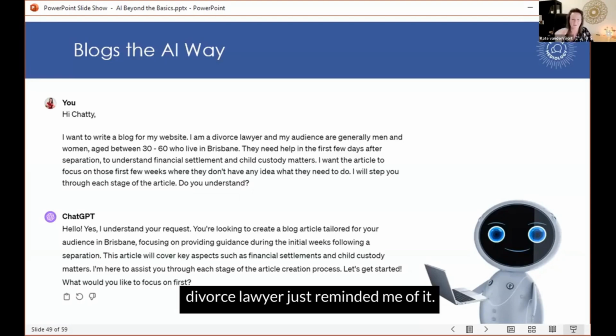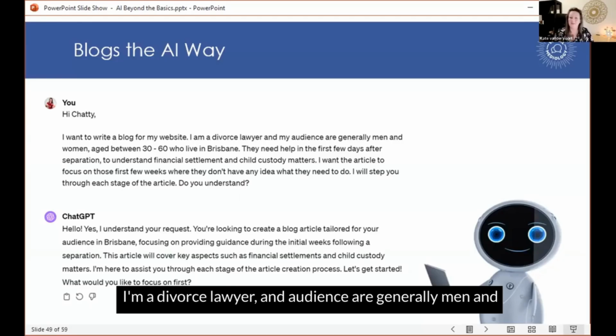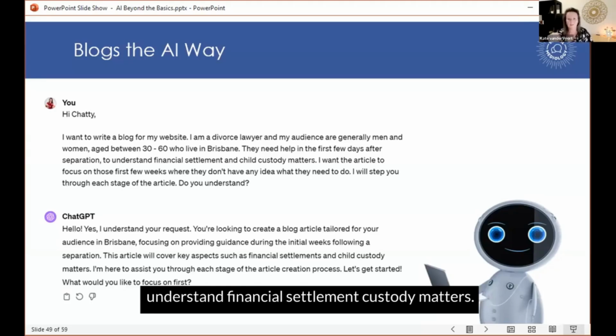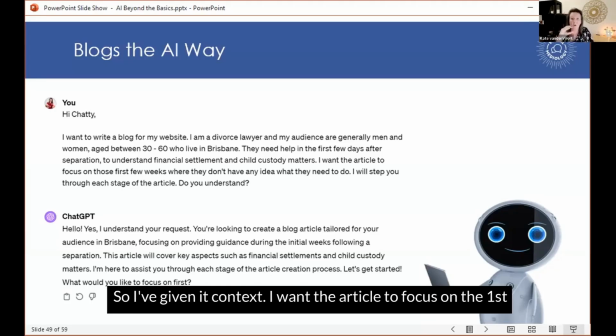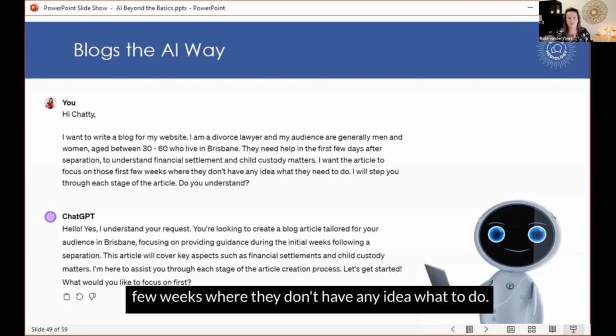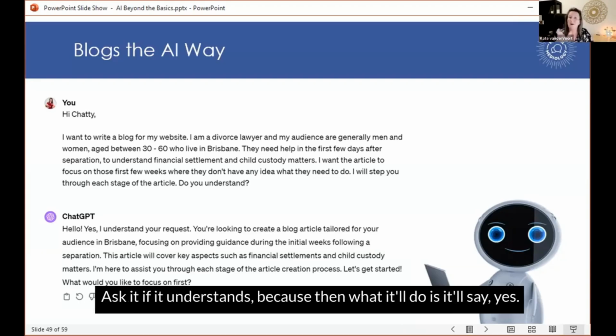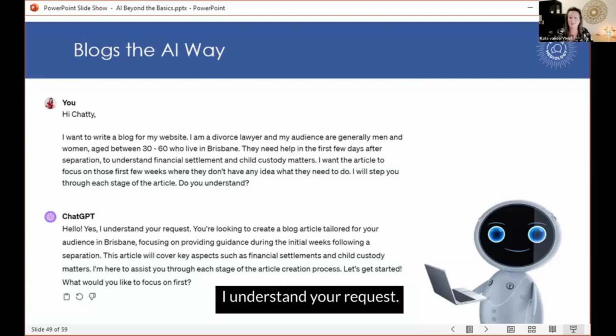Divorce lawyer just reminded me of it. I'm a divorce lawyer, and my audience are generally men and women aged between 30 to 60 who live in Brisbane. They need help in the first few days after separation to understand financial settlement, custody matters. So I've given it context. I want the article to focus on the first few weeks where they don't have any idea what to do. I'll step you through each stage. Do you understand? Ask it if it understands, because then it'll say, yes, I understand your request.